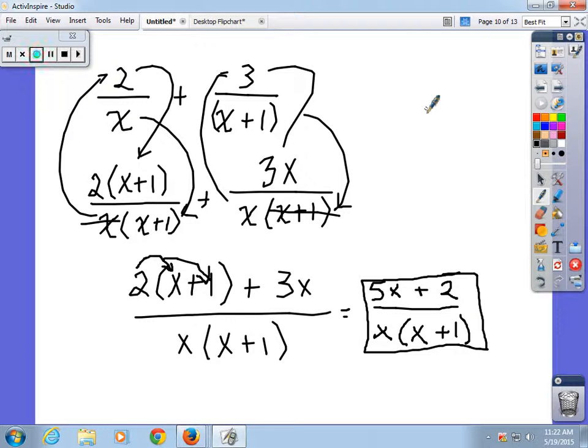Huh? You can if you want to, but they probably won't. They'll probably leave it like that. Most of your answers here are going to be in factor form, meaning that right there. And that's when you had 2 different denominators.